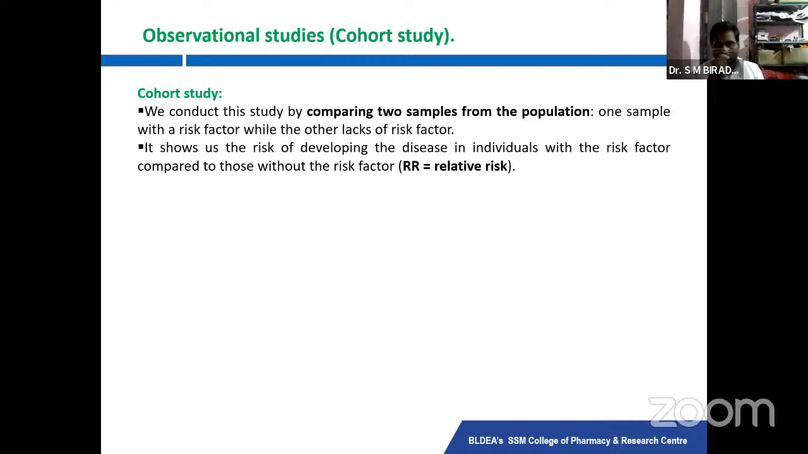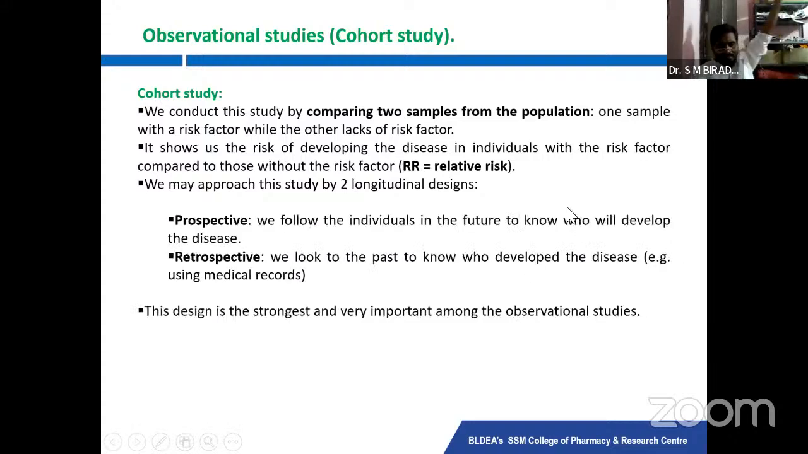The main outcome of the cohort study is correlating the risk in comparison with the non-smokers. So here the risk factor is more strongly correlated to the hypertension. It shows us the risk of developing the disease in individuals with the risk factors compared to those without the risk factors. So it gives the relative risk, the relationship between the risk and developing the disease. This is called the cohort study.